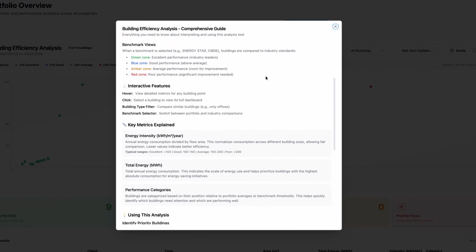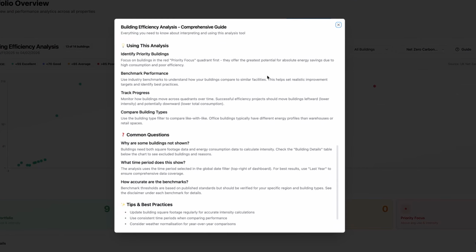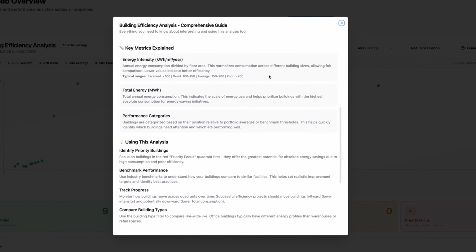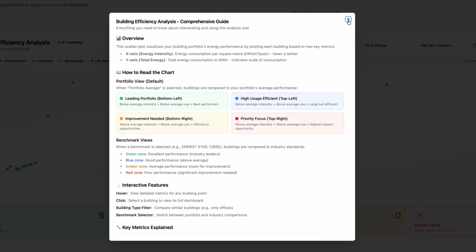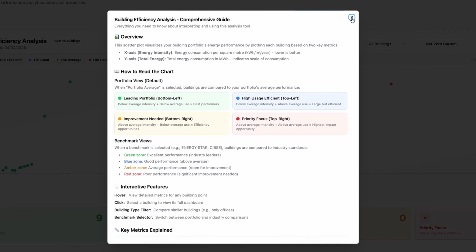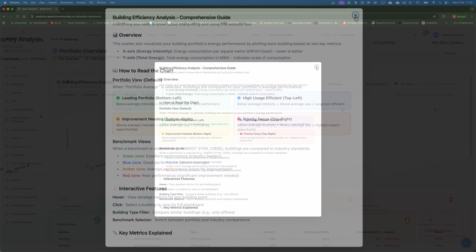We have these guides throughout the platform that explain what it is we're looking at, because we appreciate that not every piece of information will be easy to understand, and so we have these guide notes that are kind of littered throughout the platform.